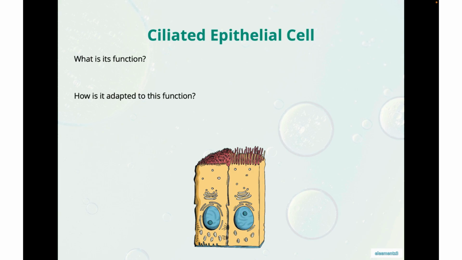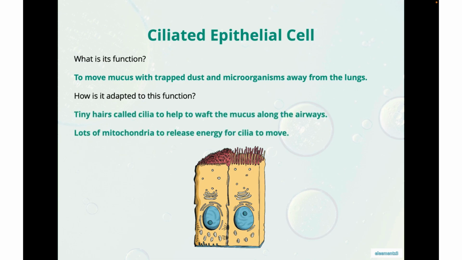Ciliated epithelial cell. What is its function? To move mucus with trapped dust and microorganisms away from the lungs. How is it adapted to this function? Tiny hairs called cilia to help to waft the mucus along the airways. Lots of mitochondria to release energy for cilia to move.